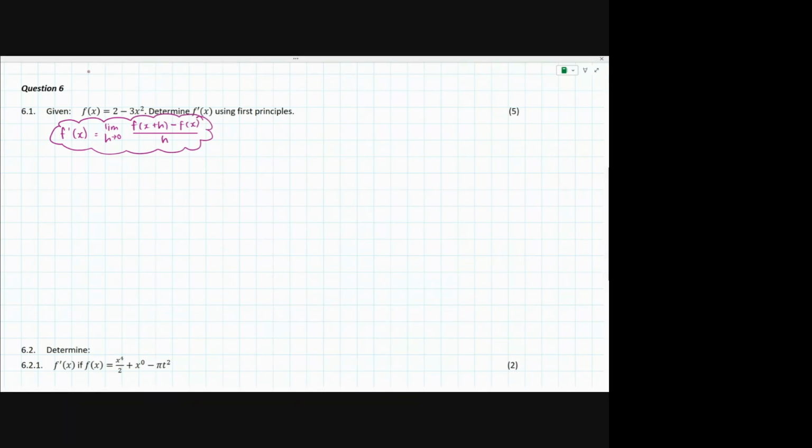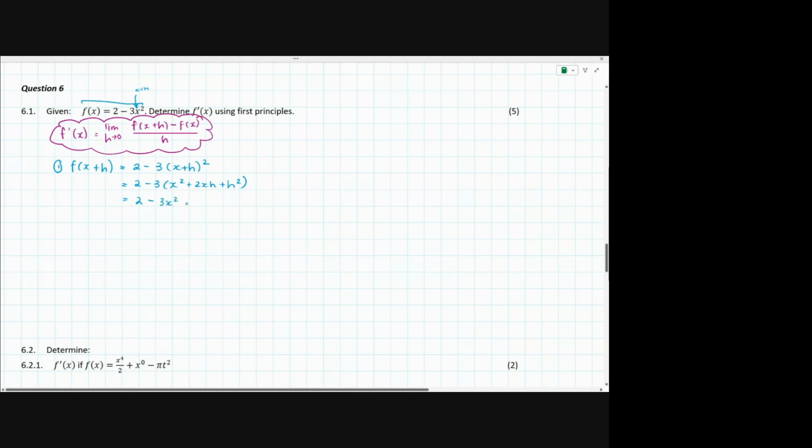So when I say go step by step, the first step that you want to complete is to substitute in or find the expression f of x plus h. What this means is you want to take your original f of x expression, and every time you see an x, you want to replace that with x plus h. So we will have 2 minus 3 times x plus h squared, and then we go and simplify that. So 2 minus 3, we square our brackets, x squared plus 2xh plus h squared, and we distribute in that negative 3. Don't forget the 2, it's still there.